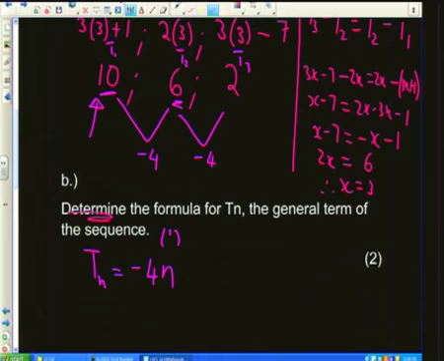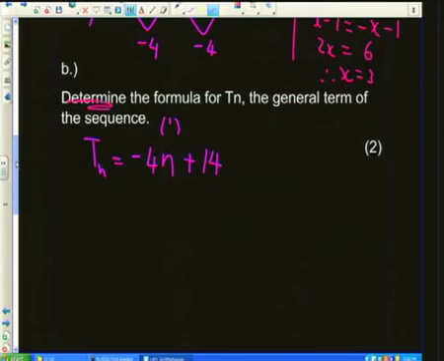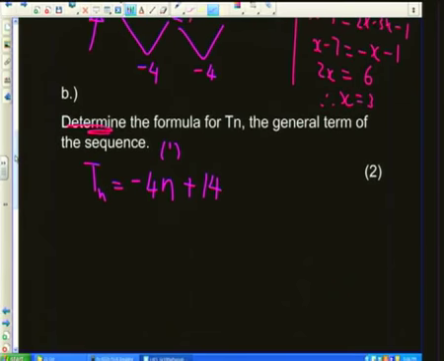Now to get to 10, you need to add something. So you have to add what? You have to add 14. So your general term is Tn equals minus 4n plus 14. Now how do you tell if this is working? You're now going to say T1 is minus 4 bracket 1 plus 14. Work it out, 14 minus 4, that is 10. Right? So it works for the first term.